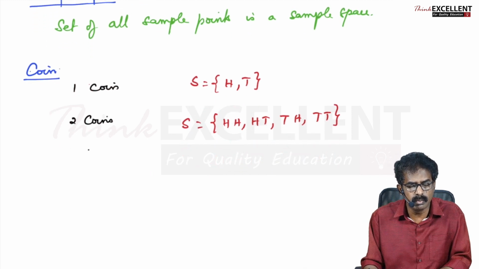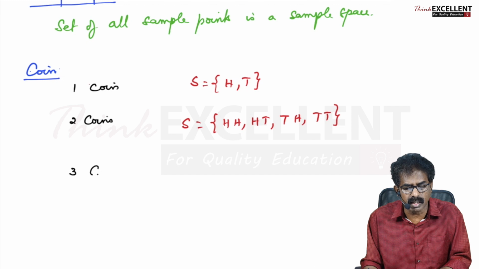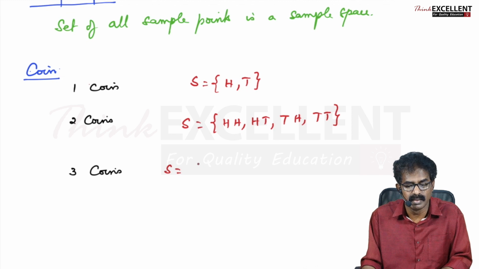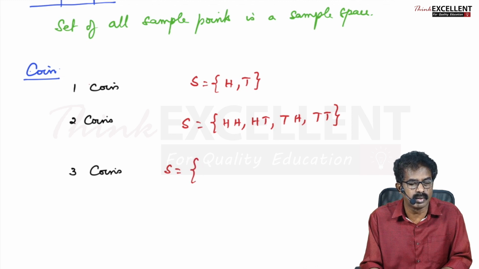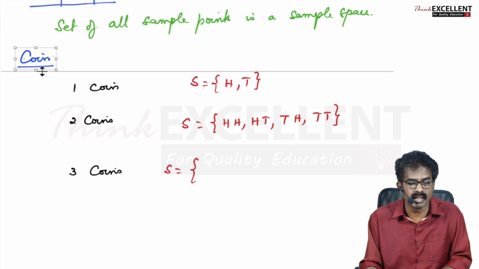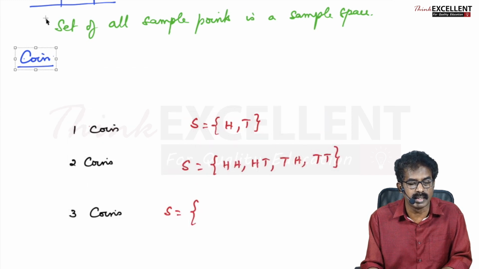And the third one, suppose you toss three coins. What's the sample space here? You are tossing three coins, right? So I'll tell you a formula for that. Then you can understand very easily how many sample points will be there. So how many sample points are there in the case of tossing a coin? There is a formula. The formula is 2 raised to n.